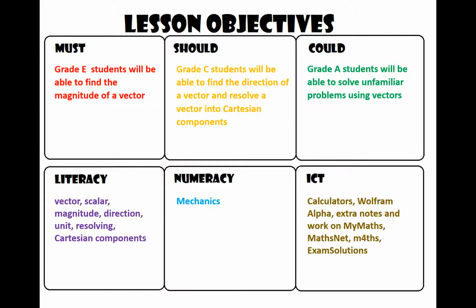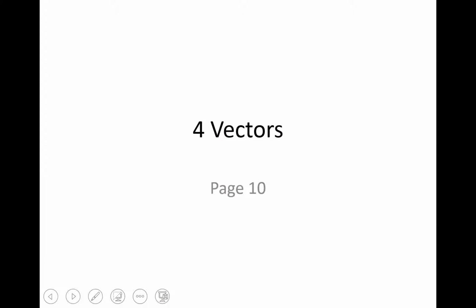This section is about vectors. Grade E students will be able to find the magnitude of a vector. Grade C students will be able to find the direction of a vector and resolve a vector into Cartesian components. Grade A students will be able to solve unfamiliar problems using vectors. Section 4, Vectors, page 10 of the M1 booklet.